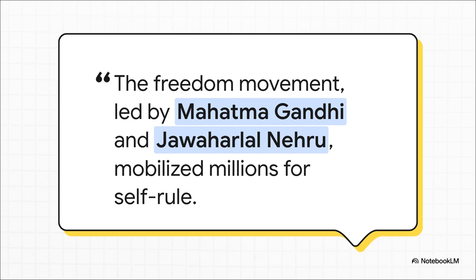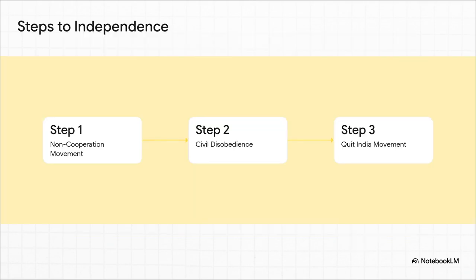And they were led by incredible figures like Mahatma Gandhi, with his revolutionary ideas about nonviolent resistance, and Jawaharlal Nehru, who would go on to become the country's first prime minister. And they were smart about it, too. It was a strategic, step-by-step campaign. It started with things like the non-cooperation movement, then escalated to civil disobedience. You've probably heard of the famous Salt March. And finally, the Quit India movement. Each one was designed to turn up the pressure, to make British rule impossible.